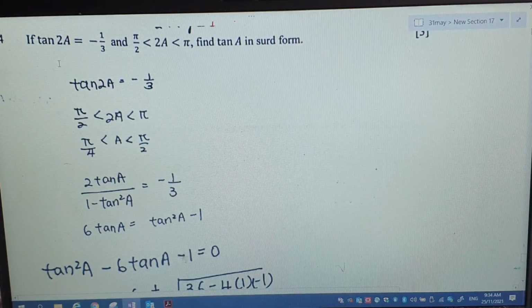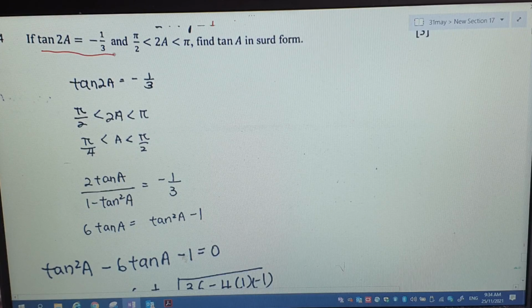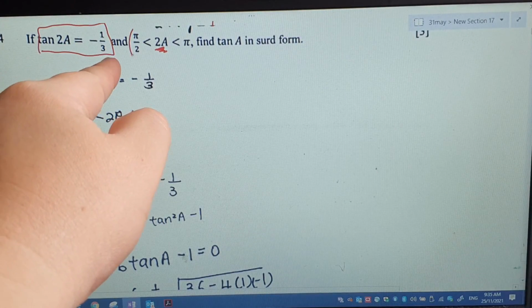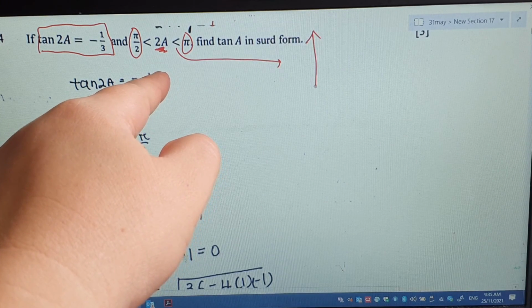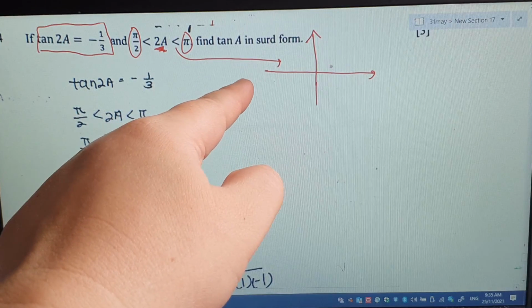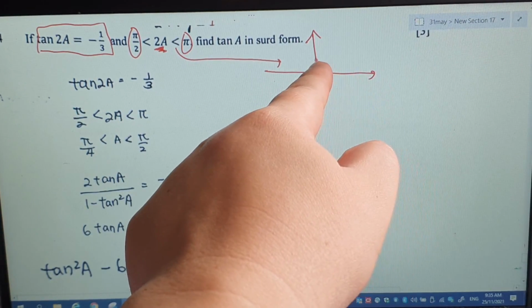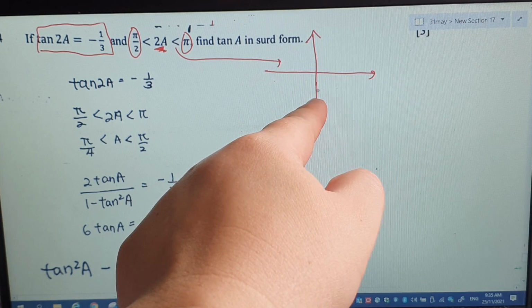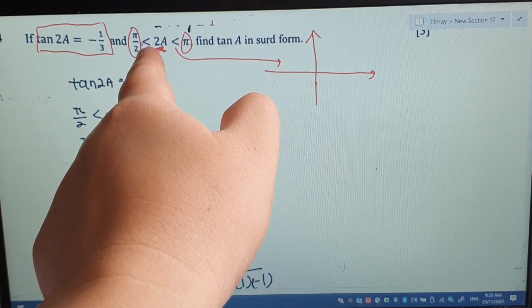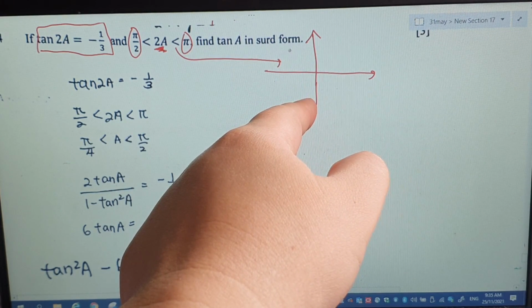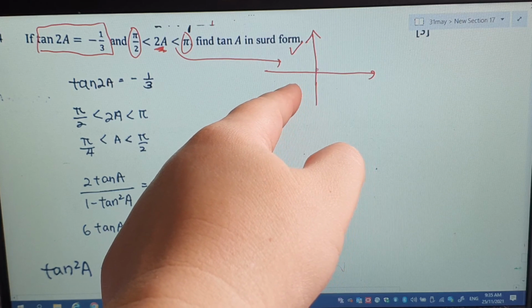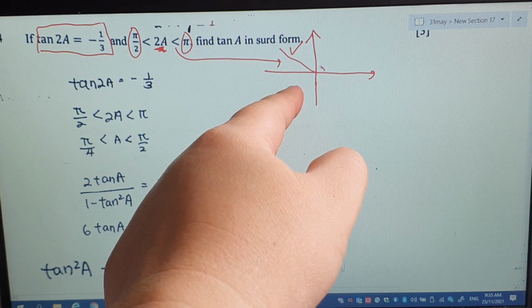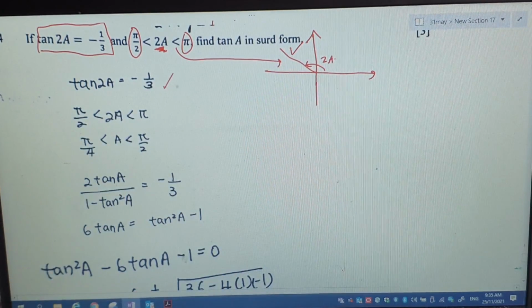Now, they tell you tangent 2a is minus 1/3, and they tell you that 2a, that means the angle here, falls within pi over 2 and pi. Now, what they're trying to tell you here, you always think in terms of this ASTC quadrant. This is 0, then 90, 180, then 270, 360. So when they say between 90 and pi, it means that it is here. 2a is between here and here, this quadrant. That means the angle is here for 2a. Do you understand?